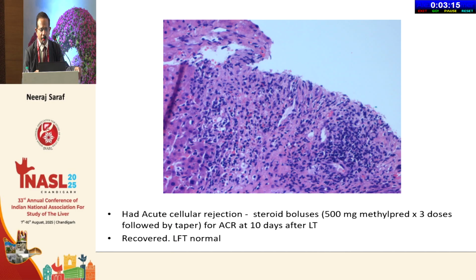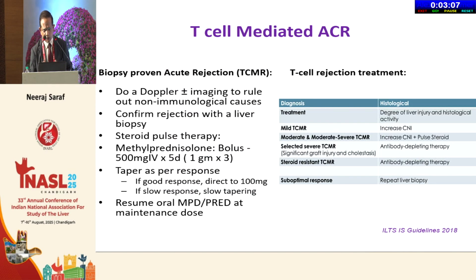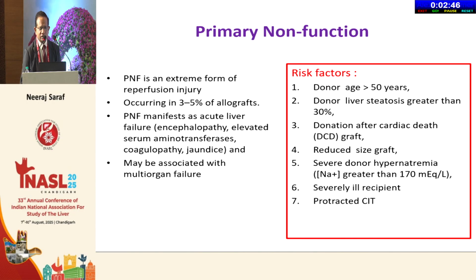We gave him 3 boluses of 500 milligrams and then tapered it off, and he had a completely normal recovery, and LFTs became normal. For diagnosing rejection, you must rule out other causes of graft dysfunction. Like I said, you must do a Doppler, and the treatment is usually pulse therapy. You could give 500 milligrams, 5 bolus doses. Some centers use 1 gram, 3 bolus doses, and taper accordingly.